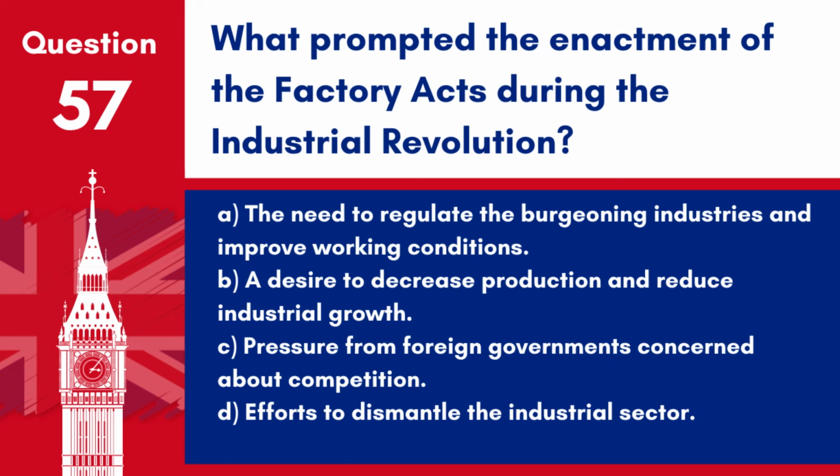Question 57. What prompted the enactment of the Factory Acts during the Industrial Revolution? A. The need to regulate the burgeoning industries and improve working conditions. B. A desire to decrease production and reduce industrial growth. C. Pressure from foreign governments concerned about competition. D. Efforts to dismantle the industrial sector.